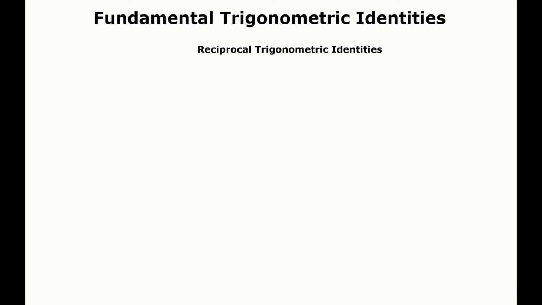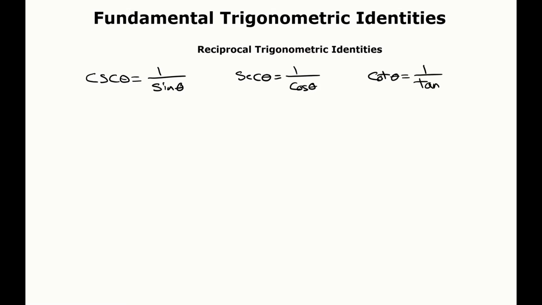And again, this should be familiar. If you recall, cosecant of theta, for example, equals 1 over sine of theta. We also know that the secant of theta equals 1 over cosine of theta, and cotangent of theta equals 1 over tangent of theta.